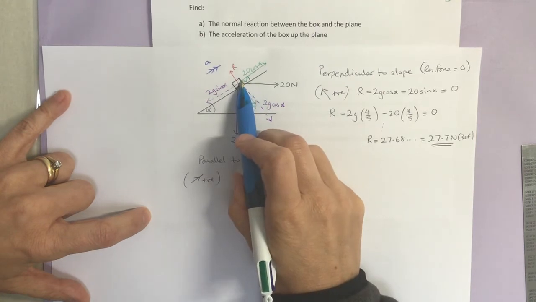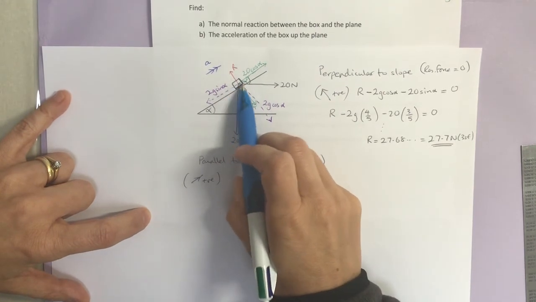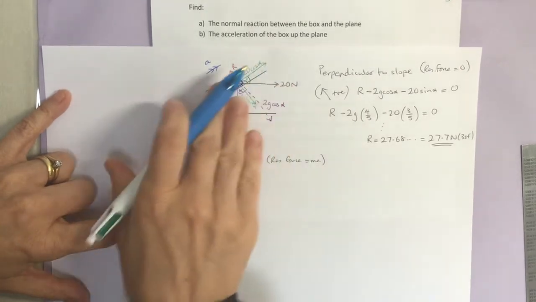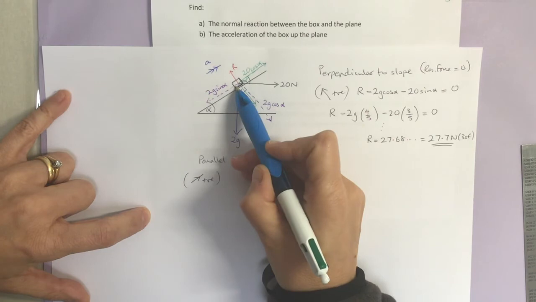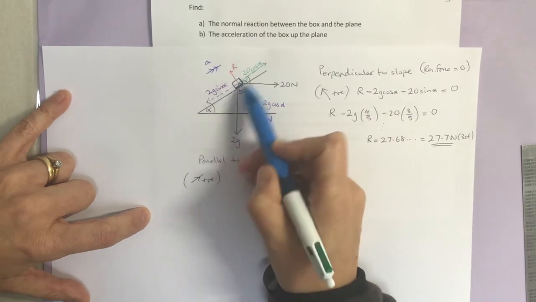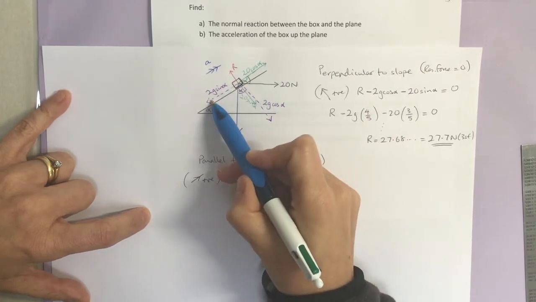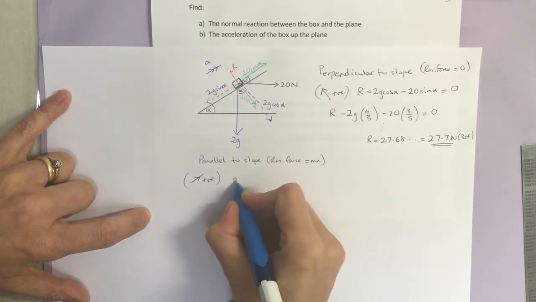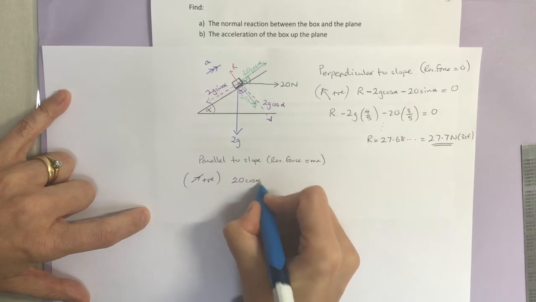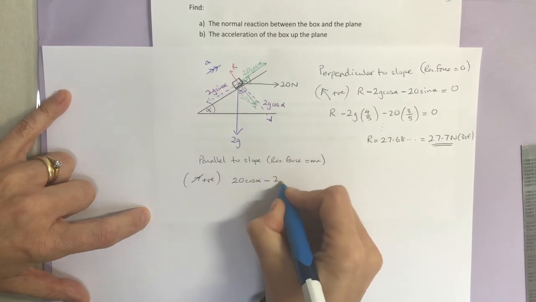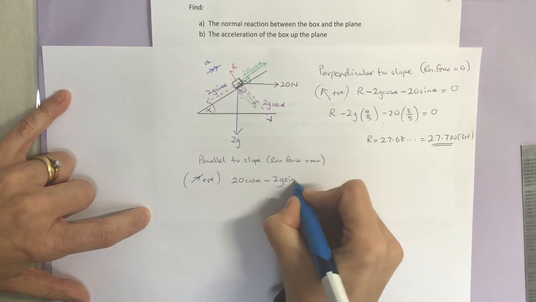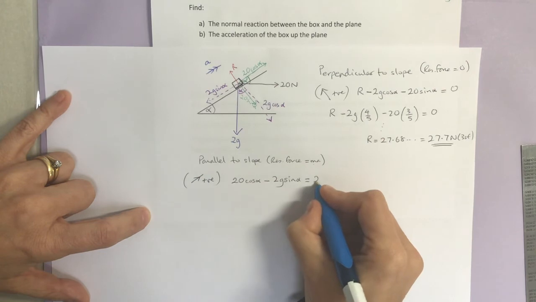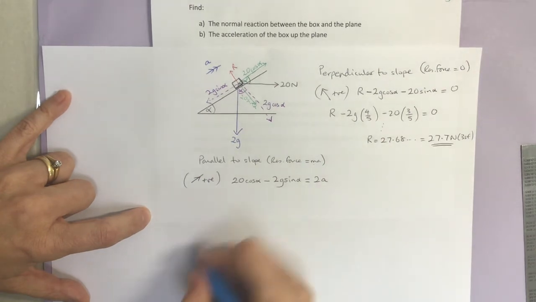If you remember in that last example that we did, we took down the slope as positive because the thing was sliding down the slope. Let's have a look at this then. If it was rough, then we'd have some friction pulling this thing back, but it isn't. The only thing that's pulling it back is the component of the weight. So parallel to the slope, positive direction, 20 cos alpha, negative direction, 2g sine alpha, and that's my resultant force, which is equal to ma. Mass is 2, so that's equal to 2a.